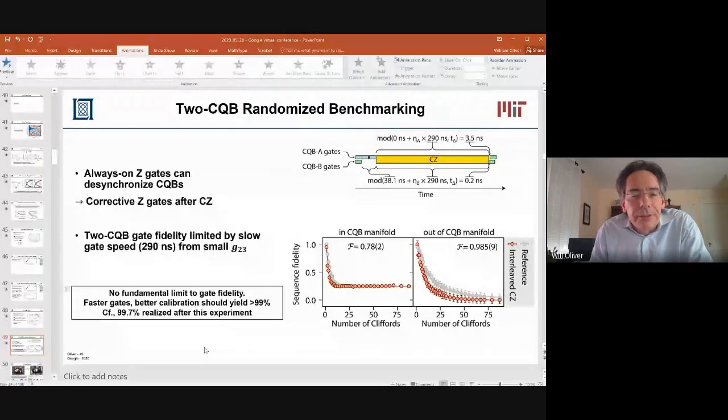Dan, fortunately, he got a job and left before we were able to tune this up. But there's no fundamental limit to the gate fidelity. I think with faster gates and better calibration, we should get better than 99%. And after we did this experiment, with just 2 transmons, we were able to get 99.7% fidelity. So I think we learned a lot about how to calibrate the 2-qubit gate. I'd like to go back and apply it to this.